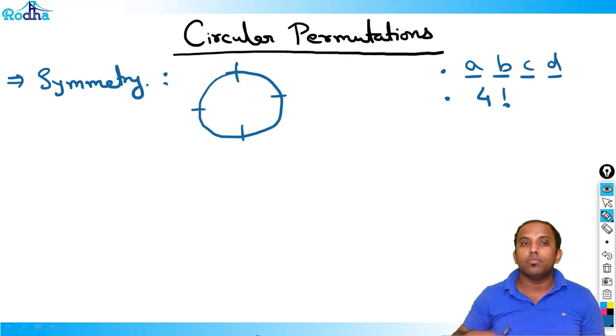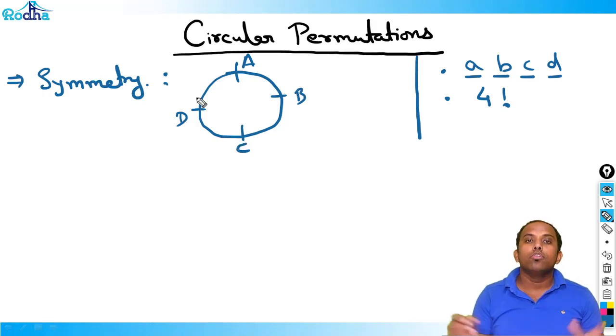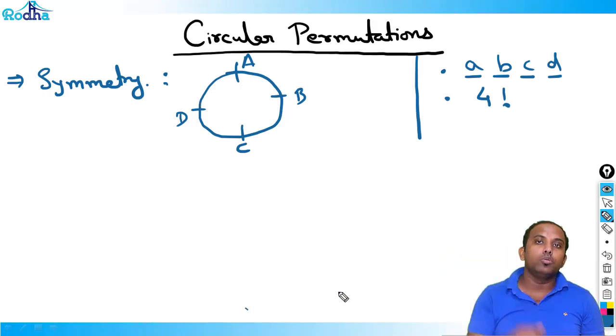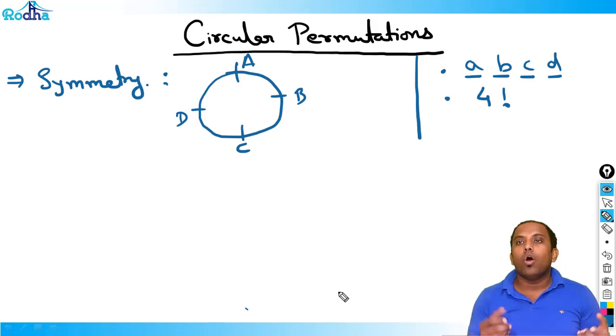How do we break symmetry in every case? I can't do the same thing as in a linear arrangement, because due to symmetry, A, B, C, D and B, C, D, A are all the same arrangement. In circular, there is no end actually, so everything looks the same, like a cube. In a cube, all 6 faces look the same, so if you want to paint a cube, you can't paint it simply; you have to break the symmetry. We'll understand those things here.